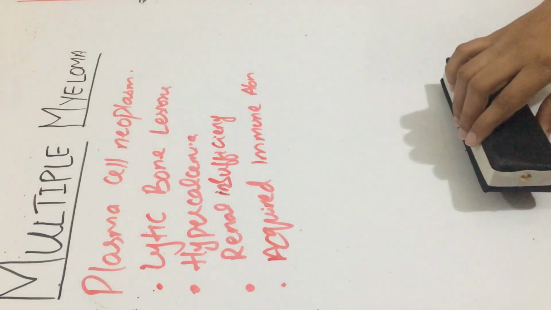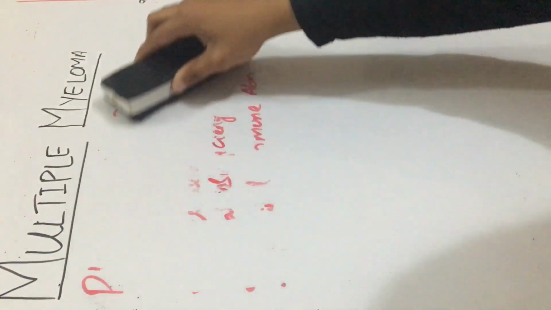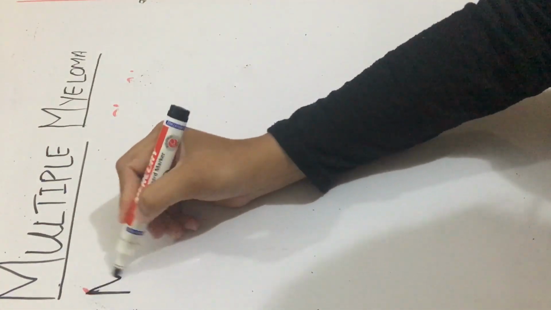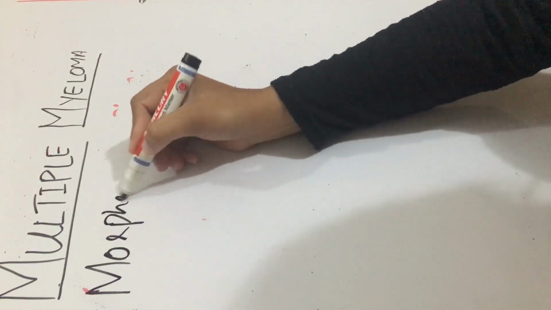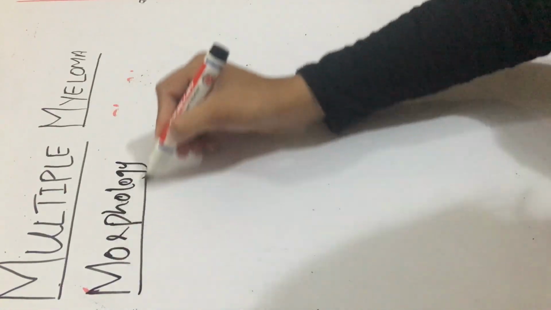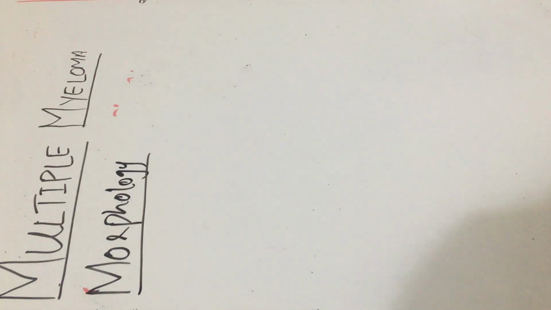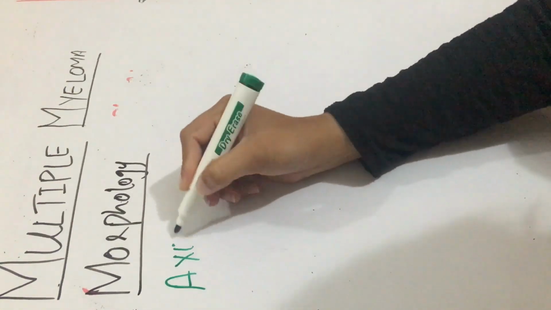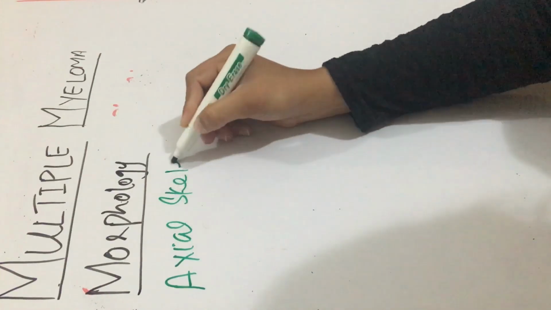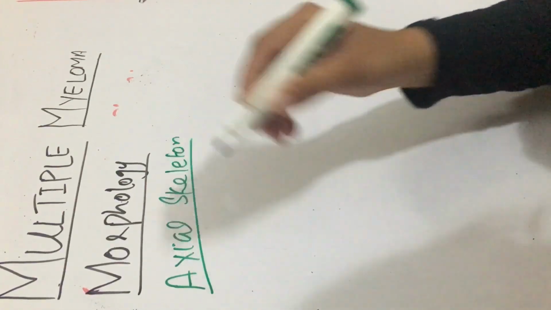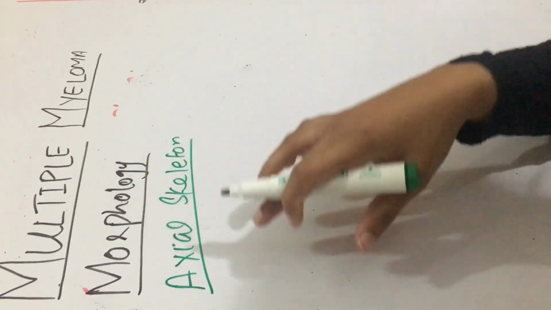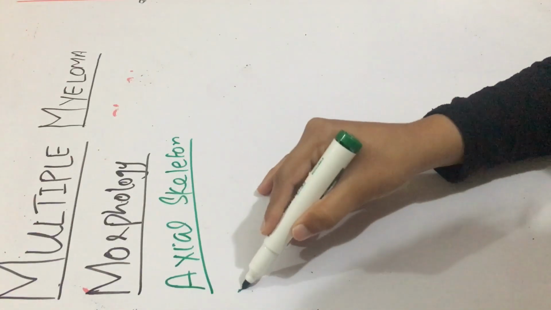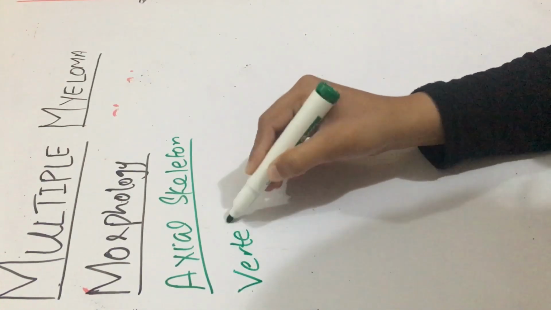Now we discuss the morphology of plasma cell multiple myeloma. As we discussed previously, it is a destructive plasma cell tumor, and it mainly involves the axial skeleton of our body. In decreasing frequency, I will list out the bones which are most commonly affected. The most commonly affected bone is the vertebral column.